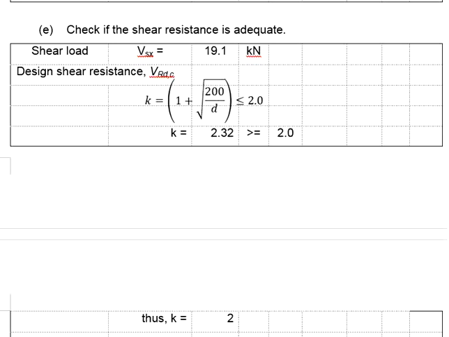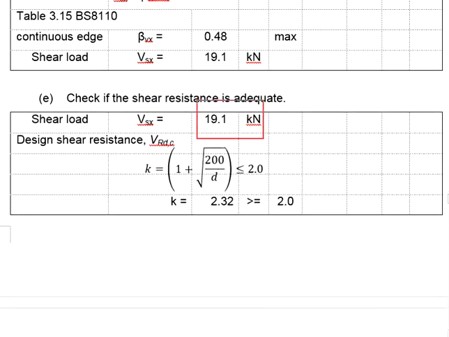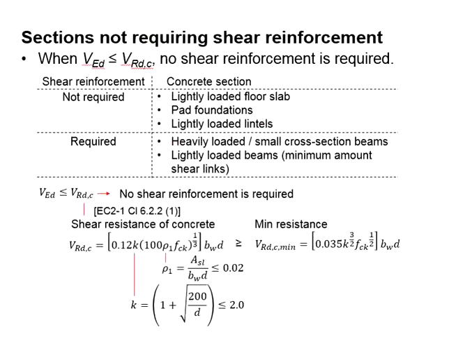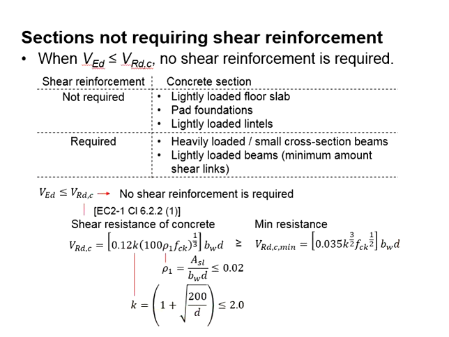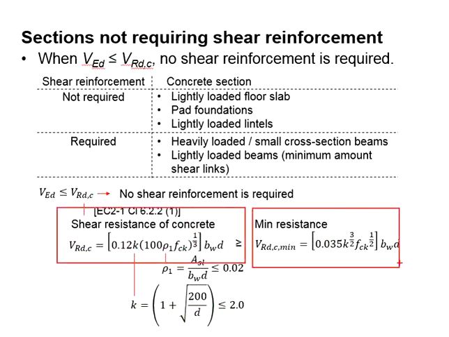Coming back to this example, we are designing a slab, and you know that the slab is basically a large panel. The shear load is not quite high, which based on the calculations is only 19.1 kN. Most likely the shear resistance shall be sufficient and no shear reinforcement shall be required. With that, you may use this set of equations to check. There are two equations here.